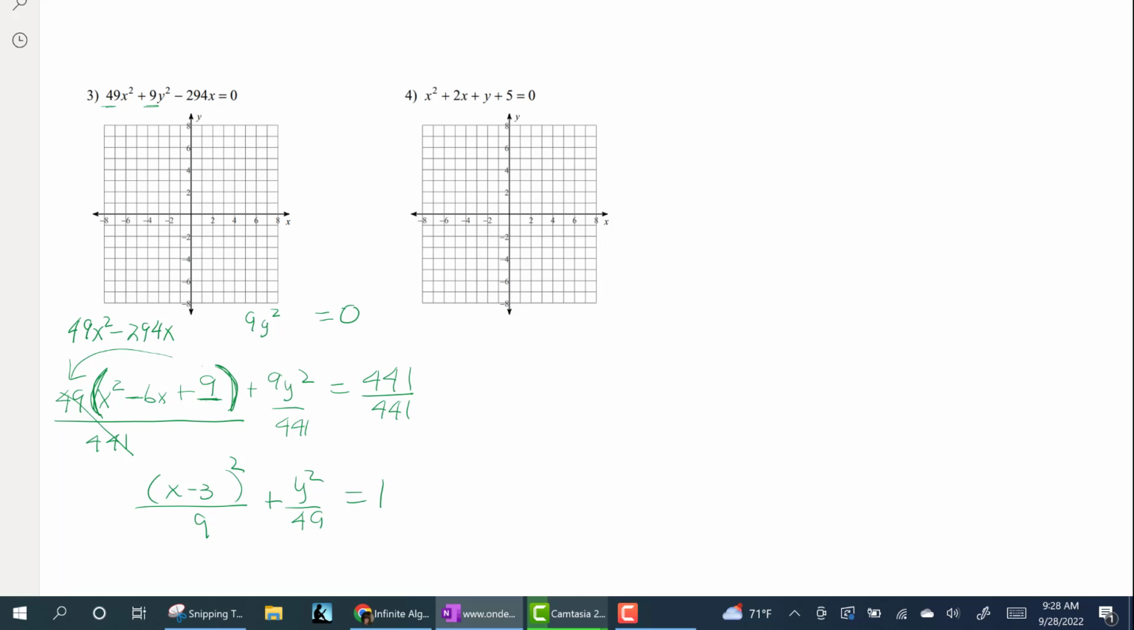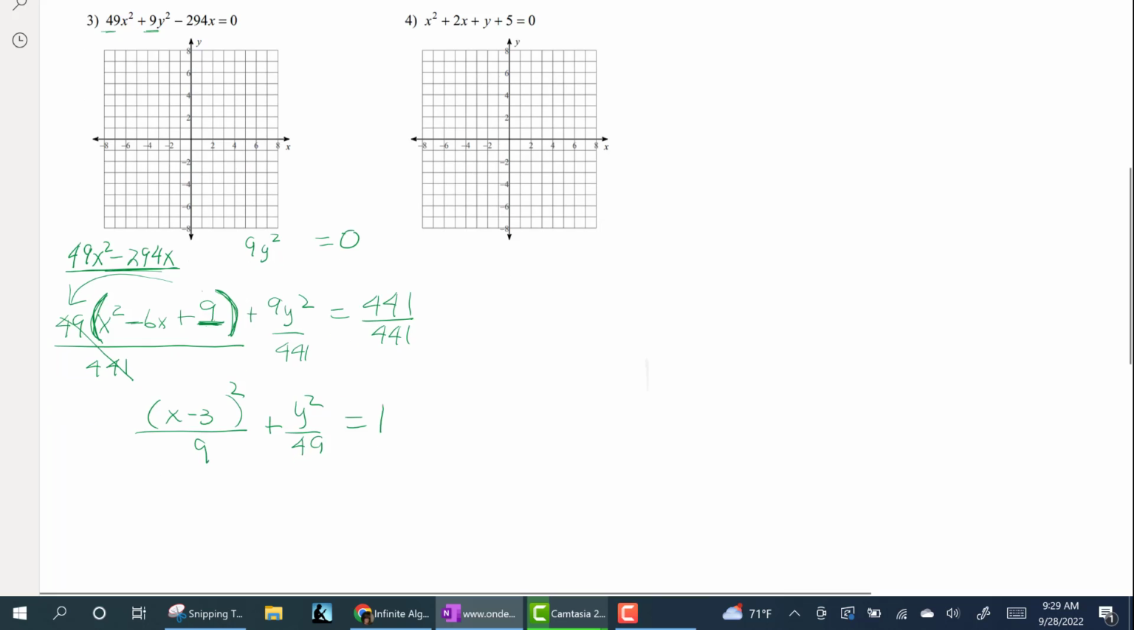Now you might have to re-watch that a couple of times, but all I did here was I factored out 49, which gave us -6, and then I completed the square inside the parentheses. When I completed the square, the half of -6 is -3, and -3 squared is 9. When I added the 9 here, remember it's 9 times the outside number, which is 441, and I added that to both sides.